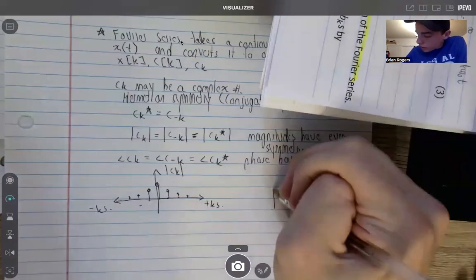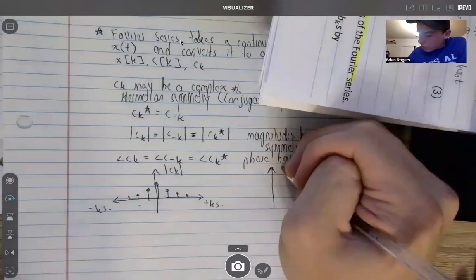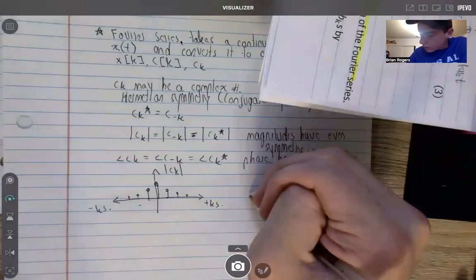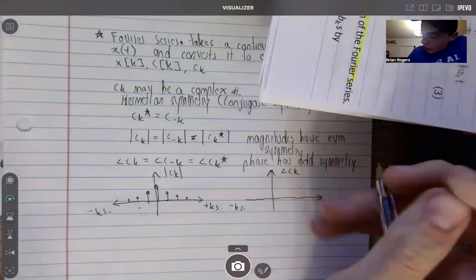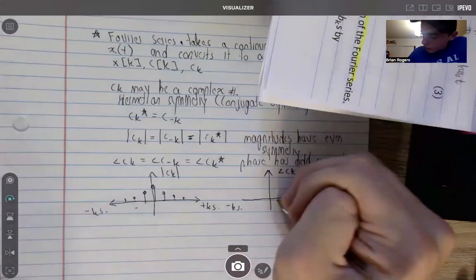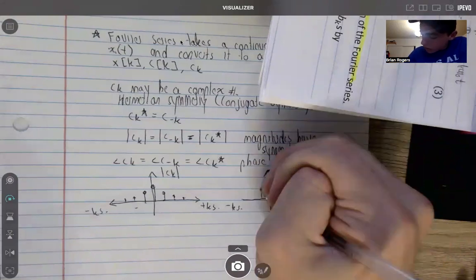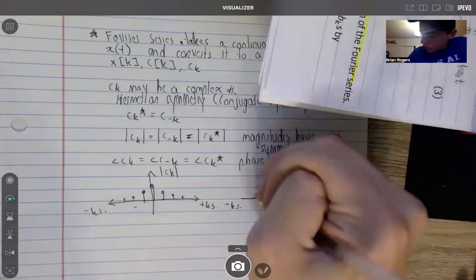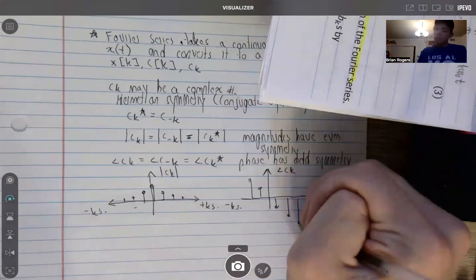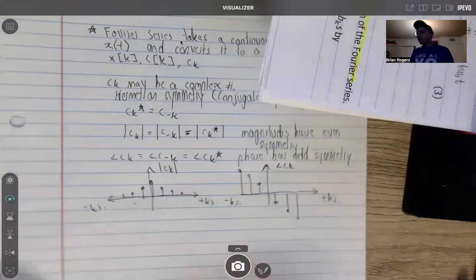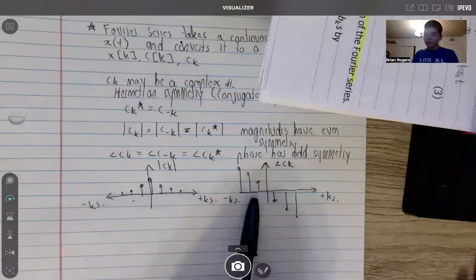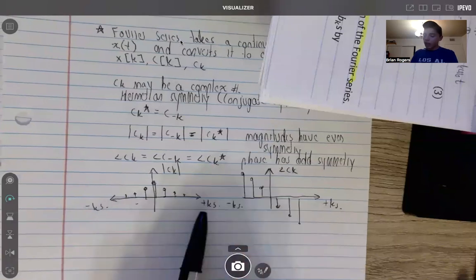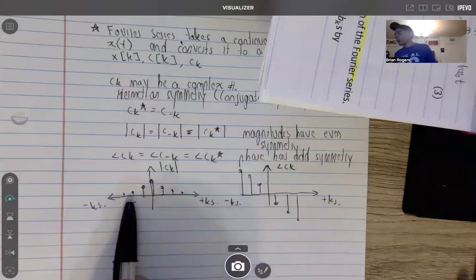So for when you have your phase angle of c of k, you have your positive k's on this side, your negative k's on this side. You're going to see if I have one down here, it's going to be here. One down here, it's going to be here. And so it's odd symmetry. And so that is an important thing to take away when you have your k values. The negative value k is odd for your phase, but for the magnitudes, your negative value k will be the same as the positive value k.